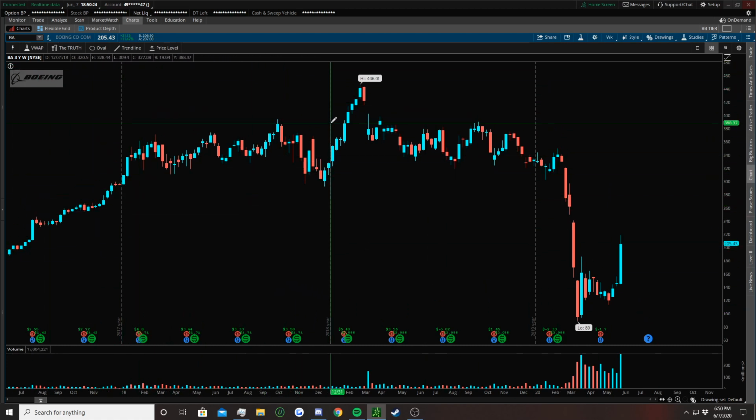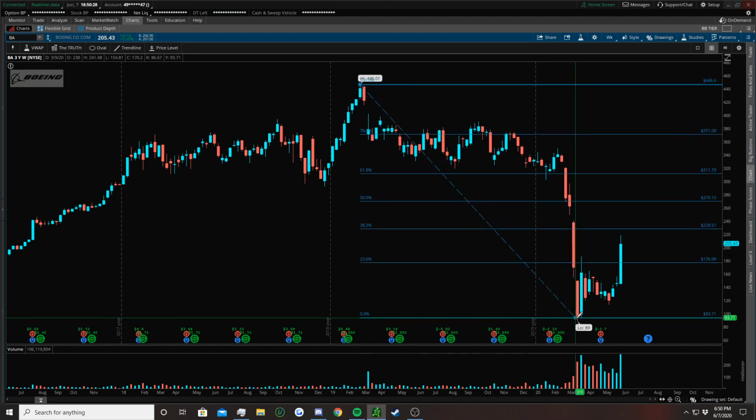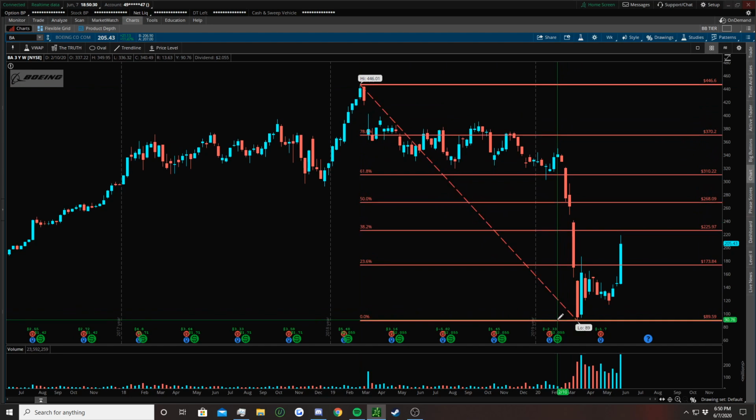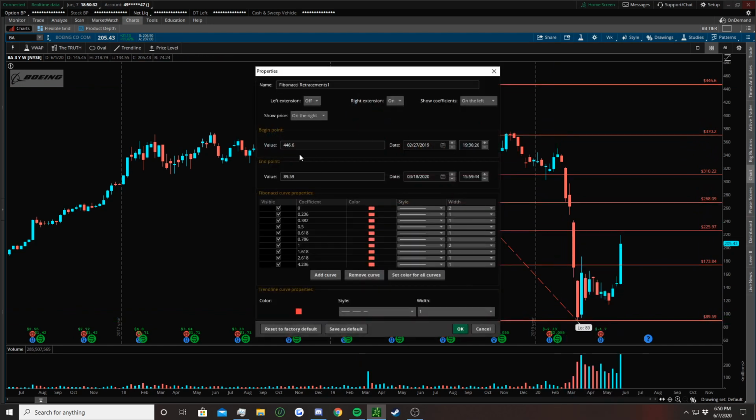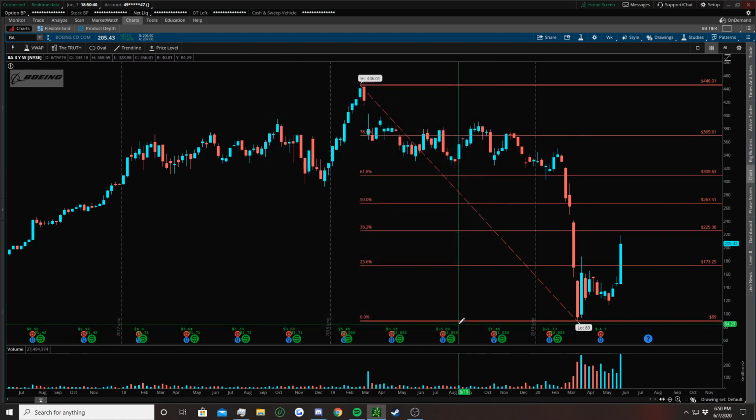So all I would do is, and I'd always go left to right. So I'd go to the high, whatever came first, and then down to the second one, so the low. So let me edit that. It's 446.01, and the low is 89. So let's just make it exact. Bam. So I got the weekly, okay?